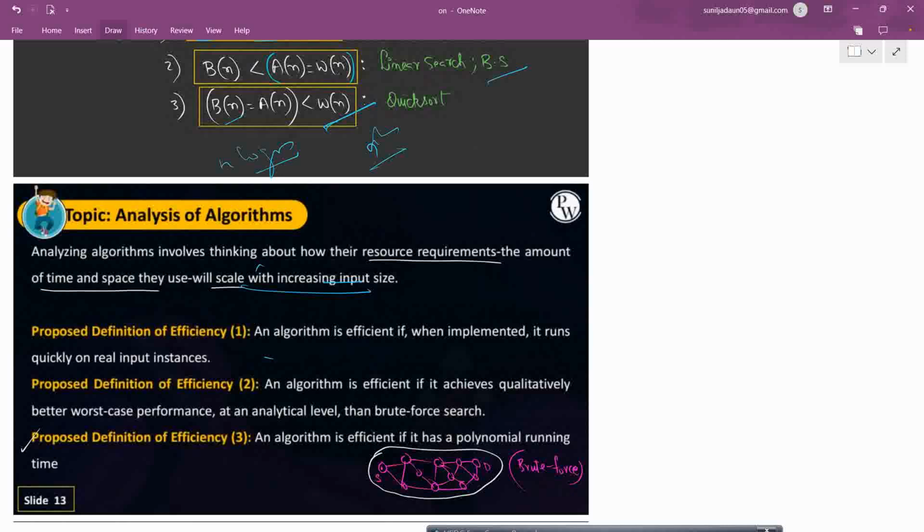Proposed definition of efficiency: an algorithm is efficient if, when implemented, it runs quickly on real input instances. Another proposed definition: an algorithm is efficient if it achieves qualitatively better worst case performance, at an analytical level, than brute force search. Another: an algorithm is efficient if it has polynomial running time. Brute force.